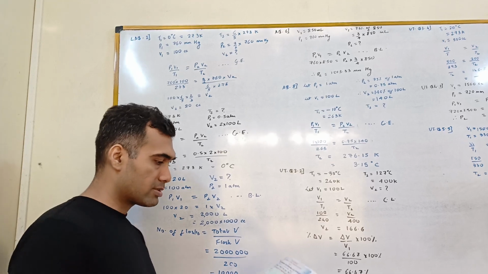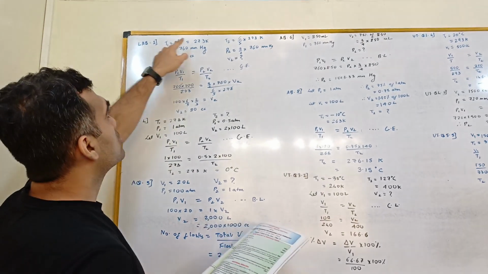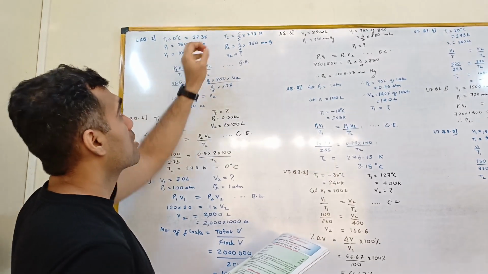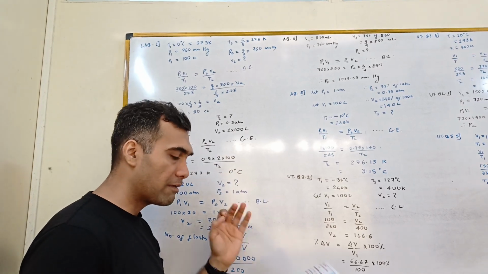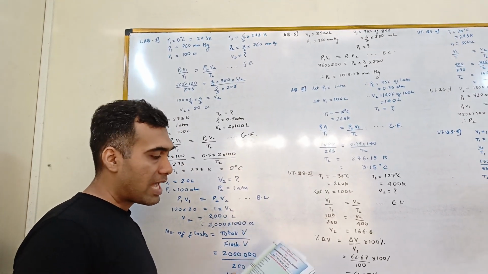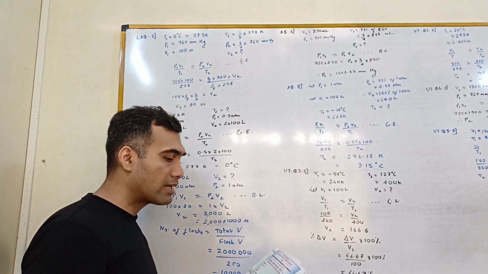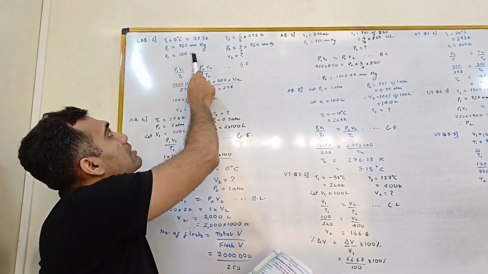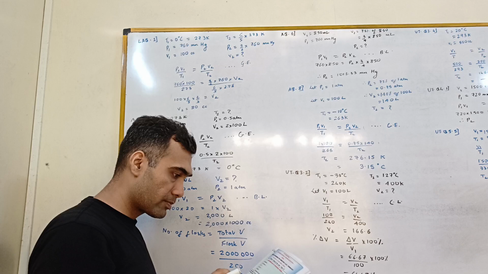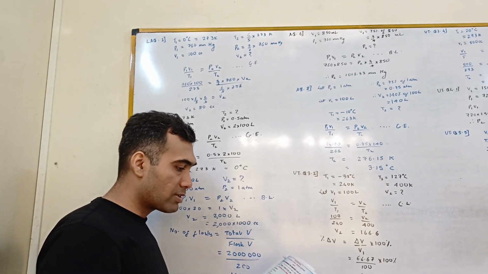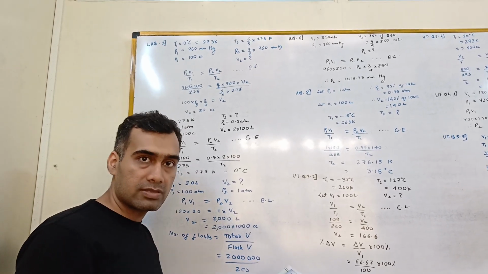At 0 degrees Celsius, so the temperature is 273 Kelvin. Remember to convert it to Kelvin in every sum. 760 mm Hg pressure is given. A gas occupies volume of 100 cc, cubic centimeter. Always write the data first. The Kelvin temperature of the gas is increased by 1/5.